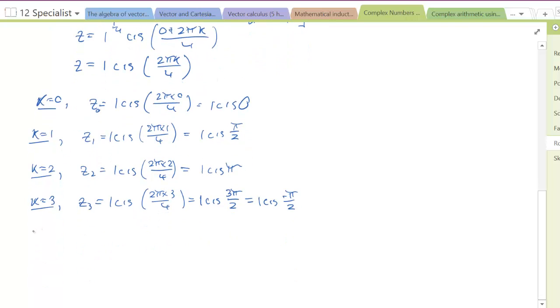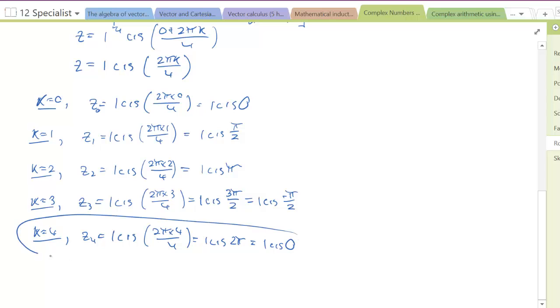Now, if we look at k equals 4 as an extra, you'll see that z4 is 1 cis 2 pi times 4 on 4, which is the same as 1 cis 2 pi. And if we look at the coterminal solution there, that's the same as saying 1 cis 0. That's a solution that we've already covered. So this is a repeat of k equals 0. If we did k equals 5, we would get a repeat of k equals 1, and so on.